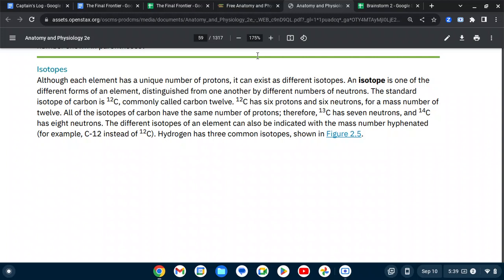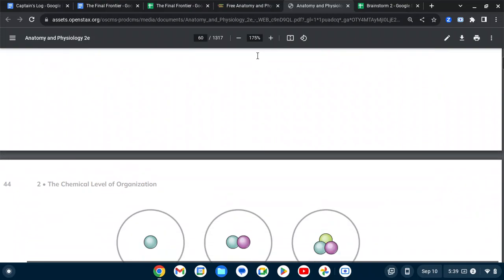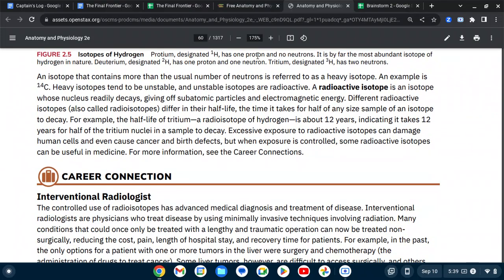The different isotopes of an element can also be indicated with the mass number hyphenated. Hydrogen has 3 common isotopes, shown in Figure 2.5. An isotope that contains more than the usual number of neutrons is referred to as a heavy isotope. An example is C14. Heavy isotopes tend to be unstable, and unstable isotopes are radioactive.